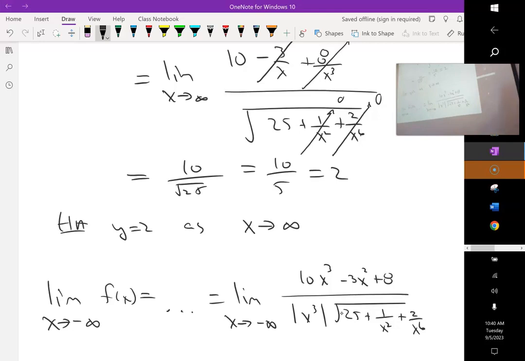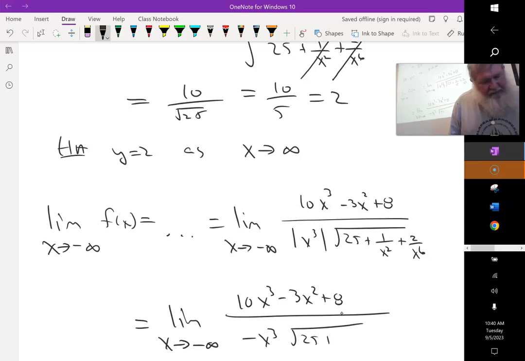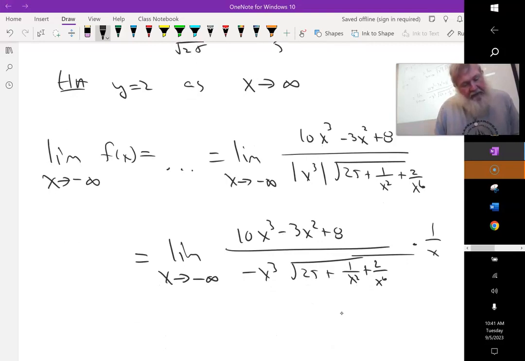All right. So now x is negative. How do I take a negative number and make it positive? I change its sign. So when we take it, because we're going negative, that's going to become minus x cubed. So that's going to be minus x cubed, 25 plus 1 over x squared plus 2 over x to the 6. And we'll still do that same game again, 1 over x cubed, 1 over x cubed.